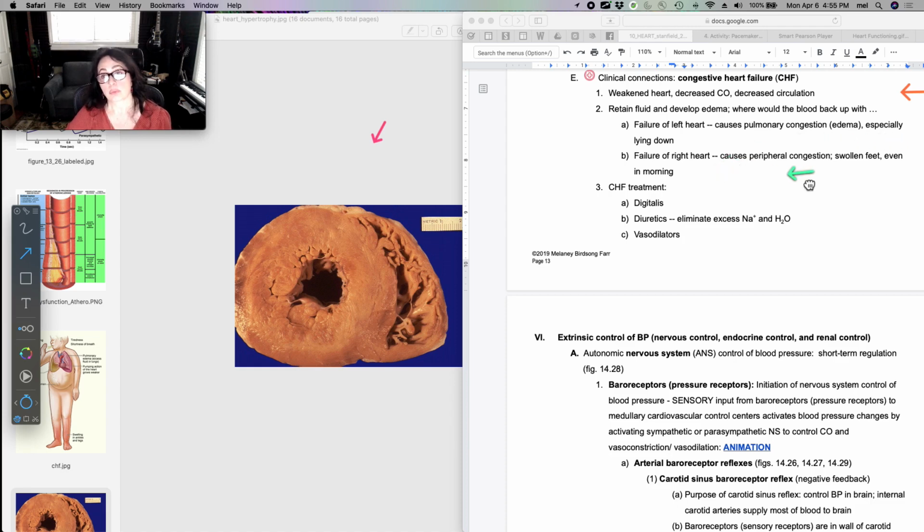And then failure of the right heart causes what's called peripheral congestion. It backs up into your systemic capillary beds, but where you often see it is the hands and the feet. It's hard to get that blood back anyway. So swollen hands, swollen feet, even in the morning, and even when you didn't eat a bag of Doritos the day before.